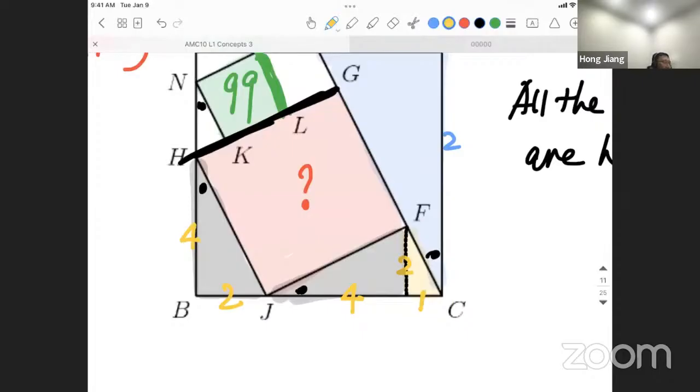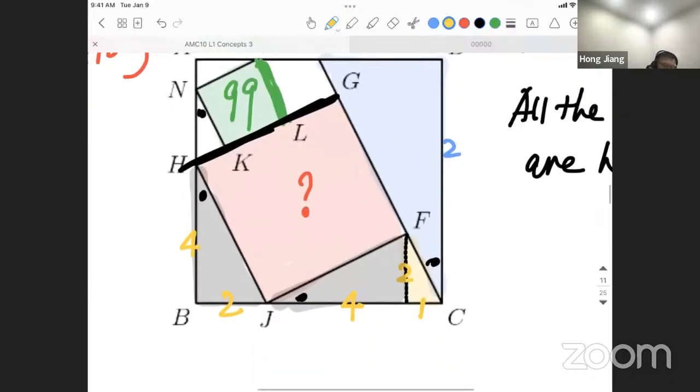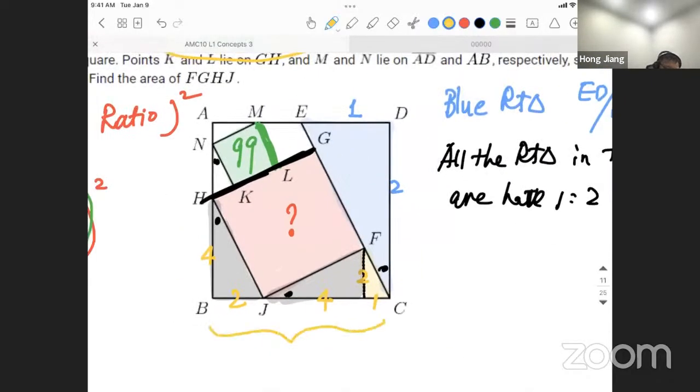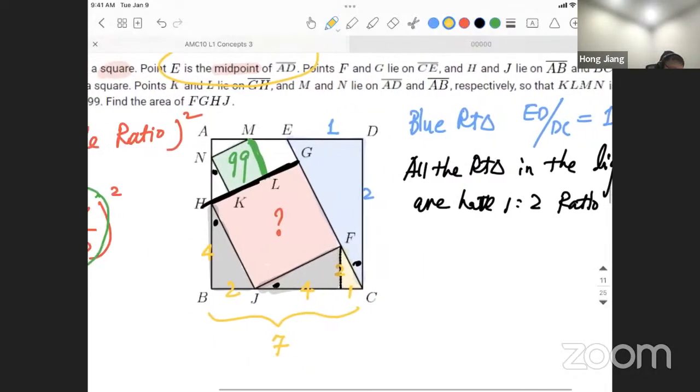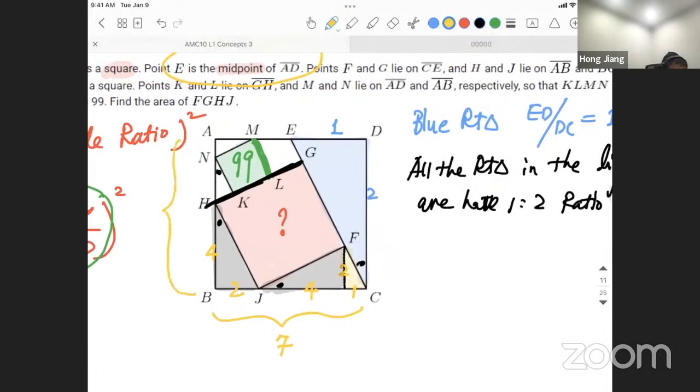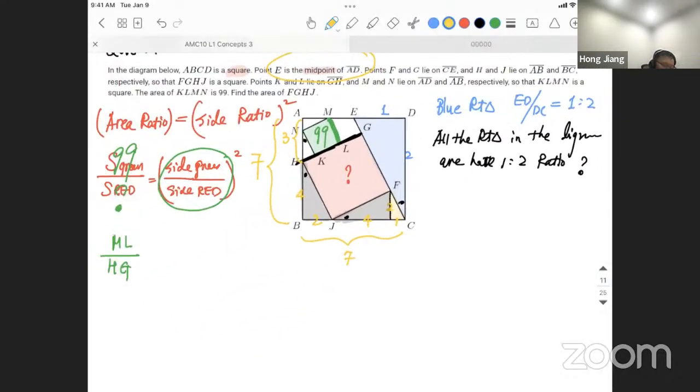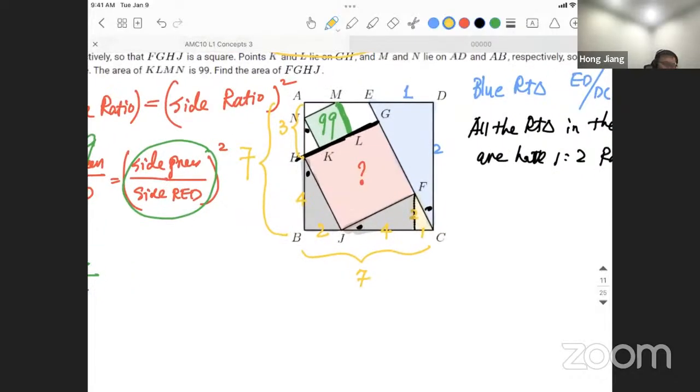Okay. If that's the case, let's think about it. This is like a square, right? So the side length is 4 plus 1 plus 2. So the side length is actually 7. So that being said, this part is also 7. Right? But you're telling me the HB is 4. So that being said, this part is going to be 3. Because adding them together, you have to get 7. All right. With all this information, you know what? I find something very interesting.